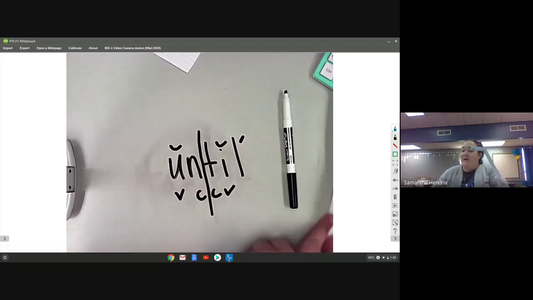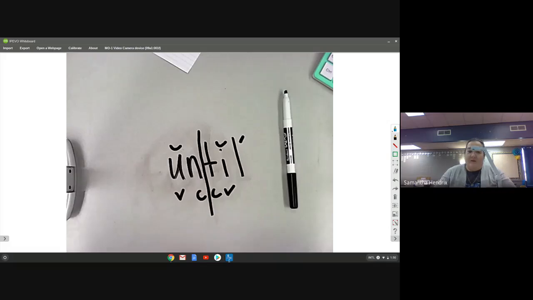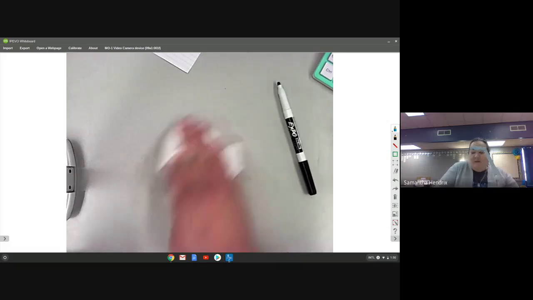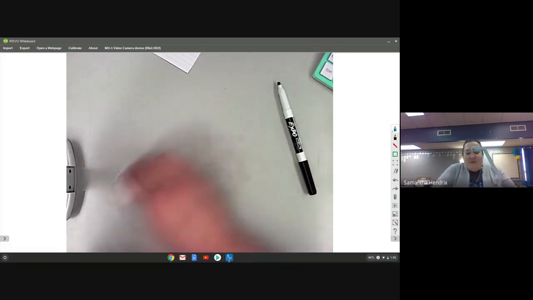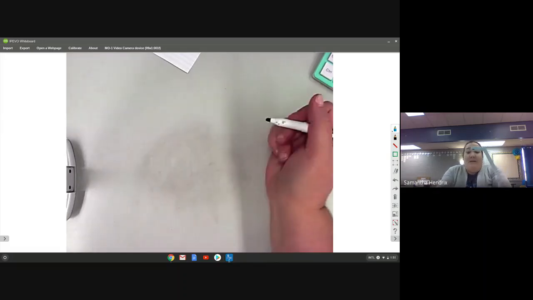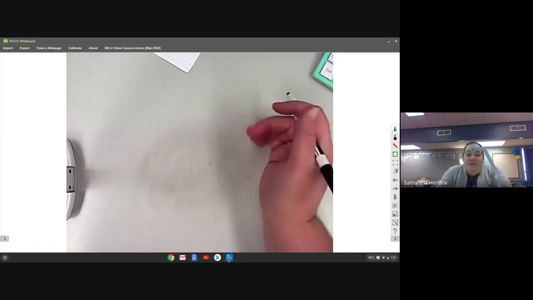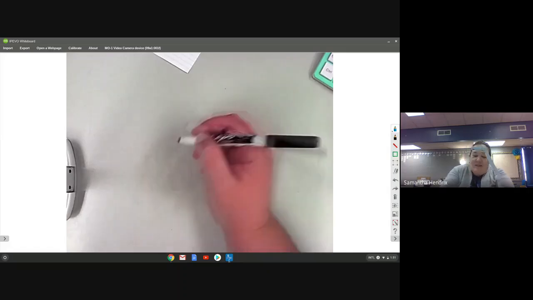Now, the thing about our patterns and our rules that we're learning is we can use them for nonsense words. Nonsense words are made up words. They're not real. But we can use our rules to pronounce the word. So let's look at this word.